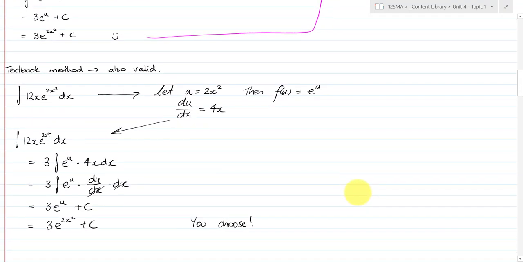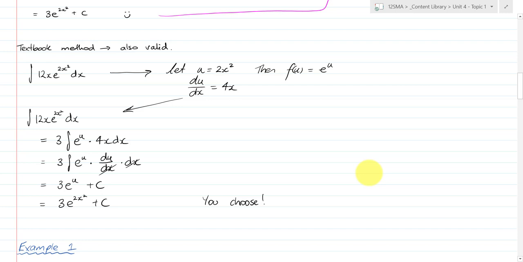The textbook method's very valid as well. It's quite similar. It's basically the same thing, but they just set it out slightly differently. If you're integrating this, then again choose your appropriate u. u equals 2x squared. Then f(u) equals e to the u. That's your original function. And du/dx equals 4x.